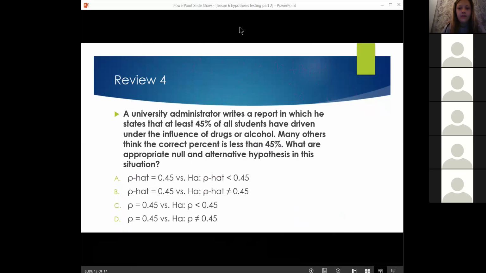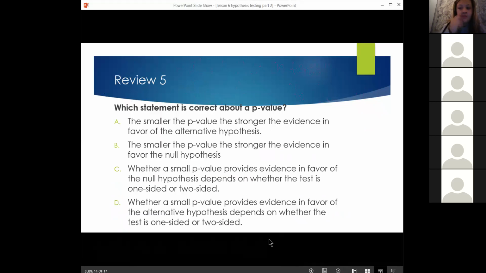All right. Okay, so which statement is correct about a p-value? So go ahead, read through these options, and let me know what you think.